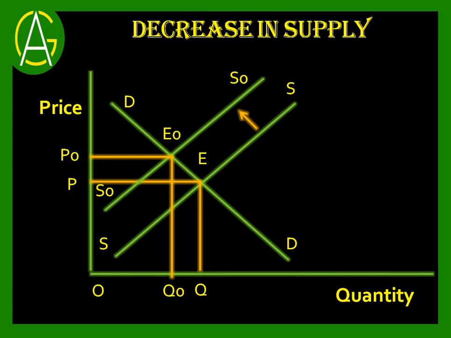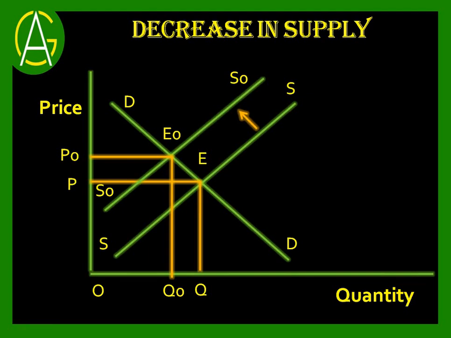Here you can see that supply has decreased. When supply decreases, it means that there will be a shortage in the market, and as a result of the shortage in the market, price will increase. But as a result of the shortage in the market, quantity will be reduced. So quantity has decreased and price has increased. What can be the question here? Let us see.